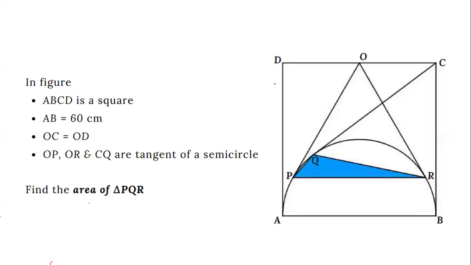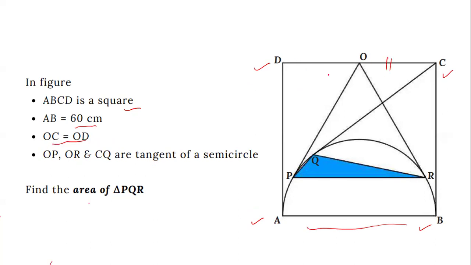So hello guys, in this video we are going to solve this problem. In this problem it is given that ABCD is a square. You can see that A, B, C, D is a square, and AB is given as 60 centimeters. So this length is 60 centimeters, and OC is equal to OD.